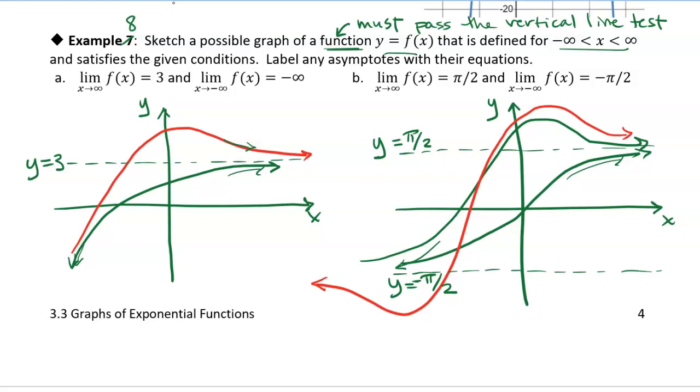So as long as it's a function, it has to pass the vertical line test, and it's defined for all values of x, so we don't have any holes or vertical asymptotes. All right, let's see. I guess that's all I've got for you, and I'll meet you in class.